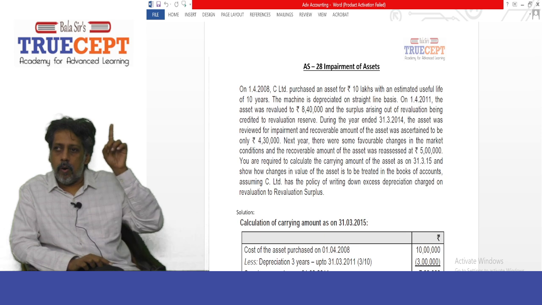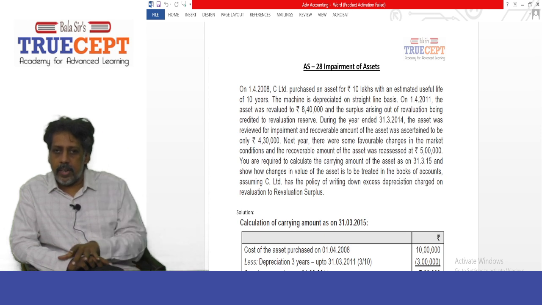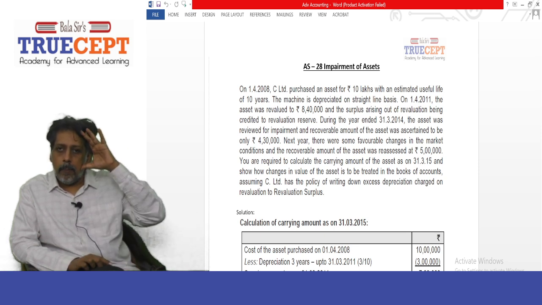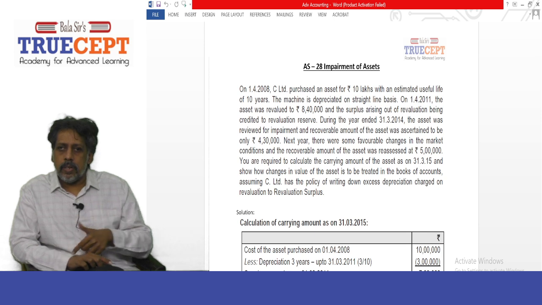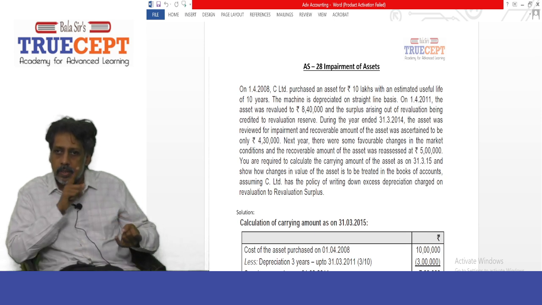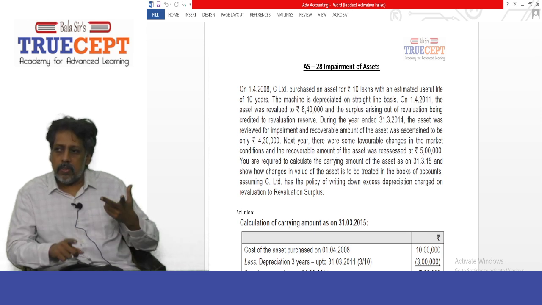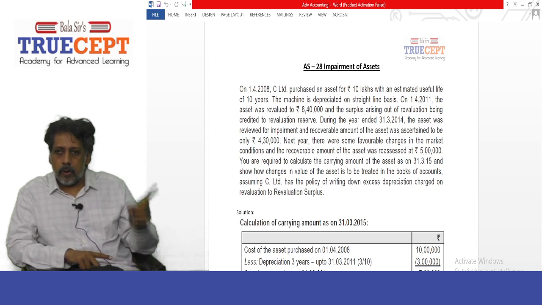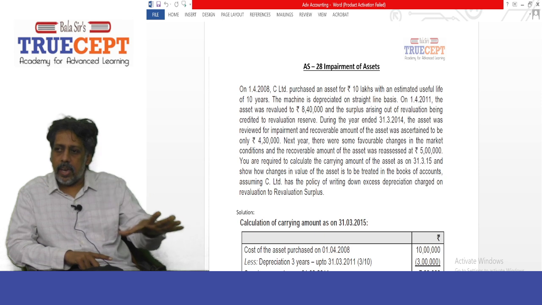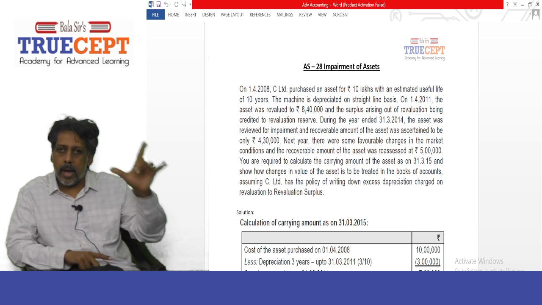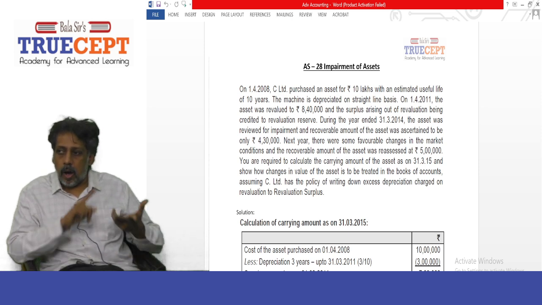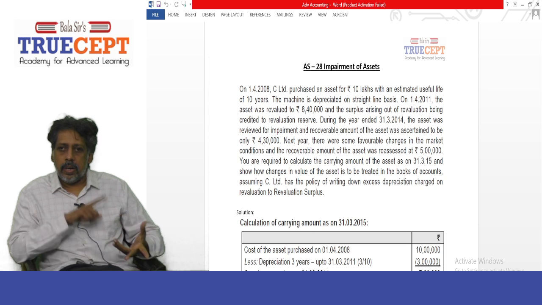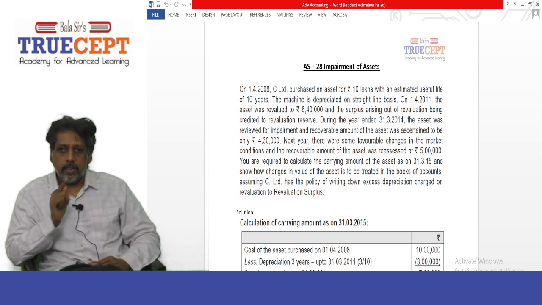Now, you all know from accounting standard 28, we are supposed to compare this carrying amount with something called the recoverable amount, which is only 4 lakh and 30,000. That means 4,80,000 minus 4,30,000, 50K. Rupees 50,000 is impairment loss. Is that fine? Yes, sir. Let's come to the accounting for that later, but impairment loss is 50,000 on that date.